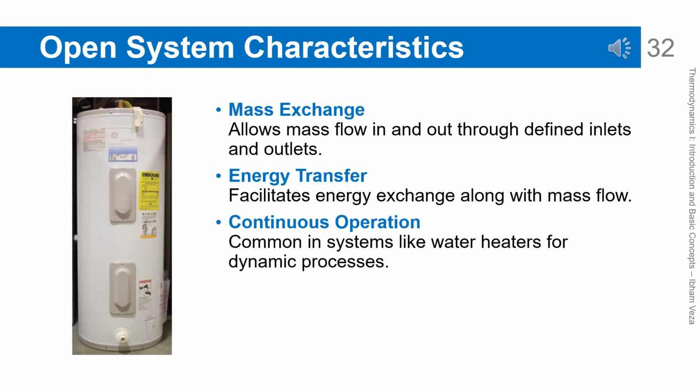Open system characteristics. An open system allows mass to enter and leave through inlets and outlets. Along with mass, energy is also transferred across the system boundary. Many engineering devices, such as water heaters and turbines, are analyzed as open systems. These systems usually operate continuously. This model is essential for flow system analysis.